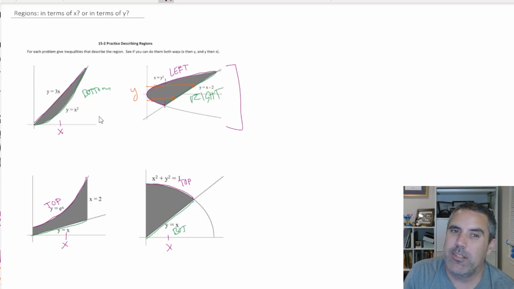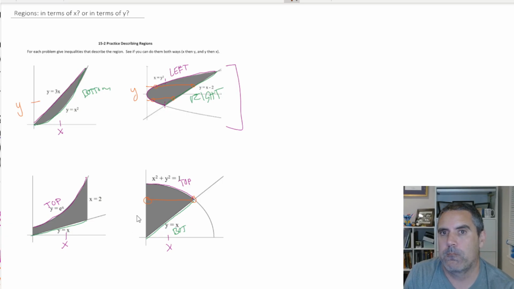Now this one can be done either way. You could do it in terms of X or Y. Doesn't matter. This one I really would not want to do in terms of Y. This one would be atrocious because it has many different regions. It would have two different things if I tried to do it in terms of Y. It has the same problem as this one does for X, but for Y. So then we can describe the region.